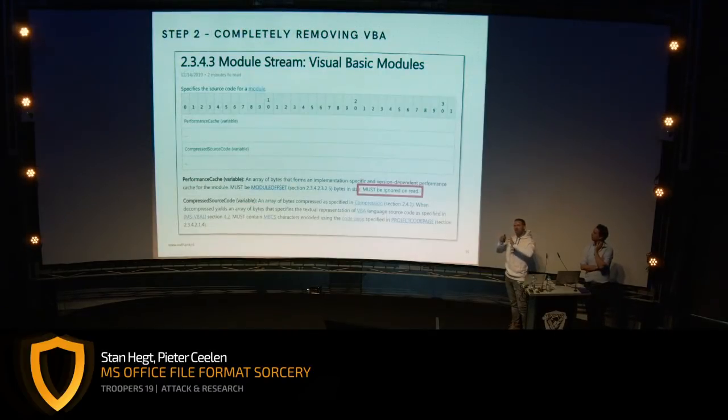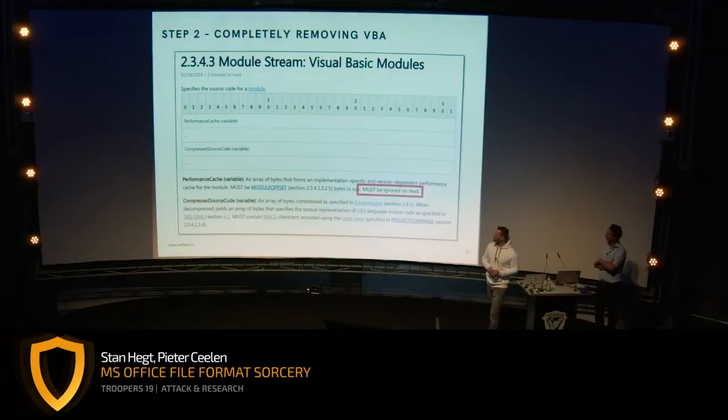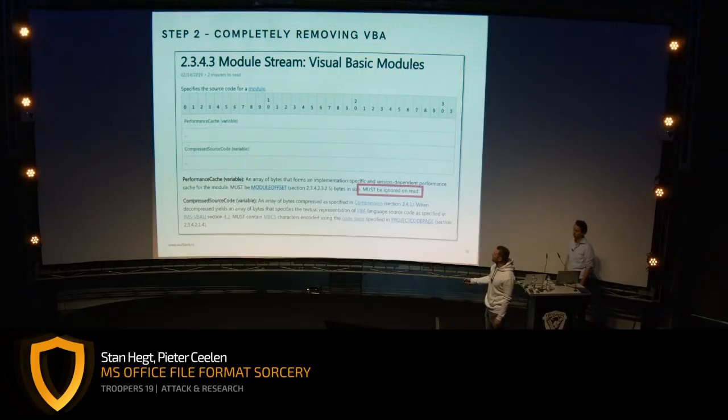But what if we wanted to completely remove VBA? It's not even there. Then let's go back to the specification. And this is a module stream, so this is where the stream that holds the code. And it consists of 2 parts, a performance cache and compressed source code. Well, compressed source code I've just explained, starting with a 1 and then a compression of just basically the VBA text that you see in an editor.